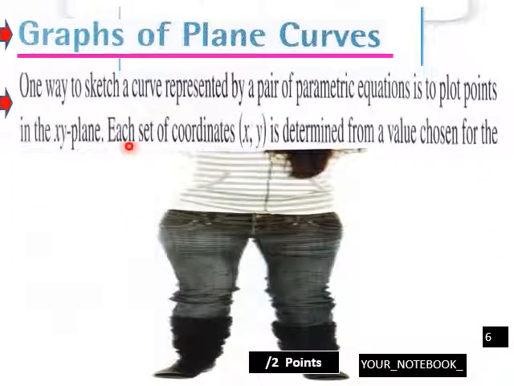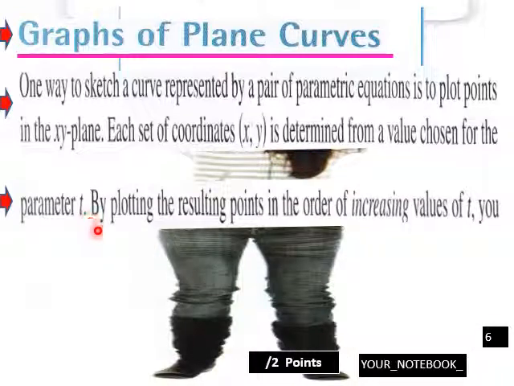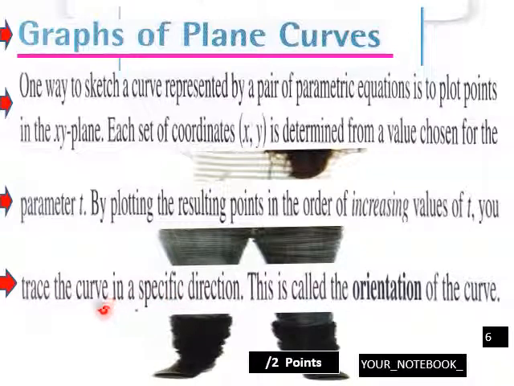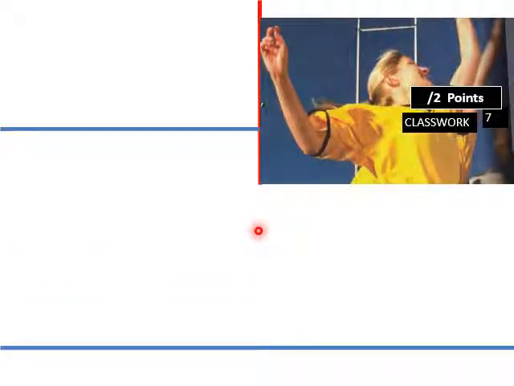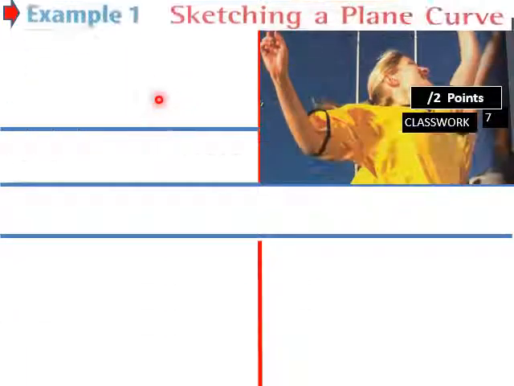Graphs of plane curves. One way to sketch a curve represented by a pair of parametric equations is to plot points in the xy plane. Each set of coordinates x, y is determined from a value chosen for parameter t. By plotting the resulting points in the order of increasing values of t, you trace the curve in a specific direction. This is called the orientation of the curve. So let's get into an example of this now.